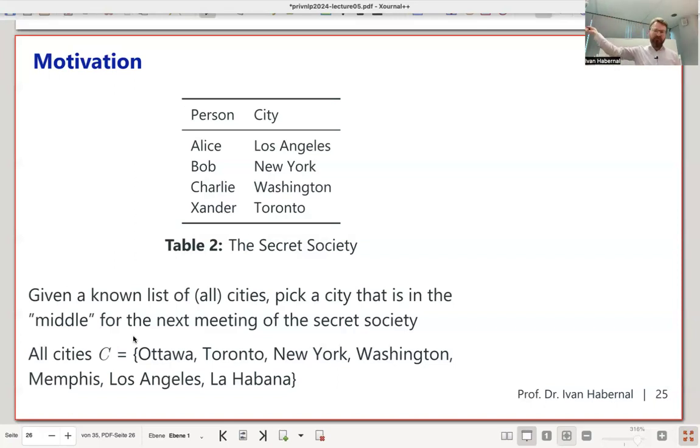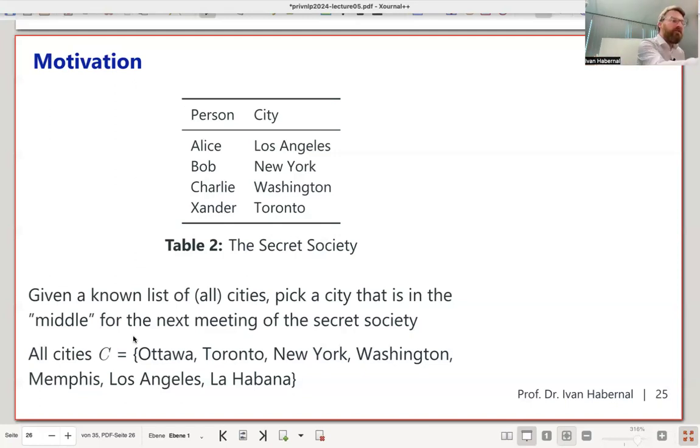So we have Los Angeles, New York, Washington, Toronto, and there may be others like Ottawa, Memphis, La Habana, which is, where is that? This is Cuba? Yeah, I think it's Cuba. So we have US, Canada, and Cuba. So it sounds a little bit realistic. I don't know, maybe it's a little bit realistic.